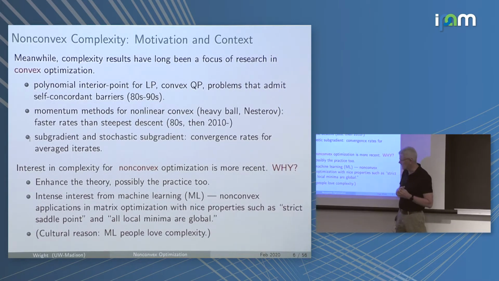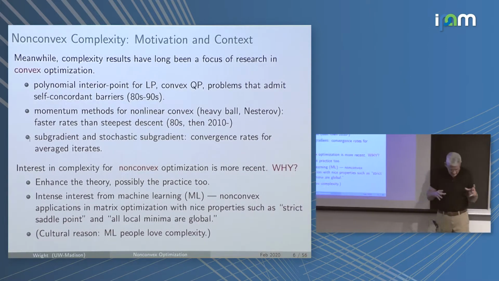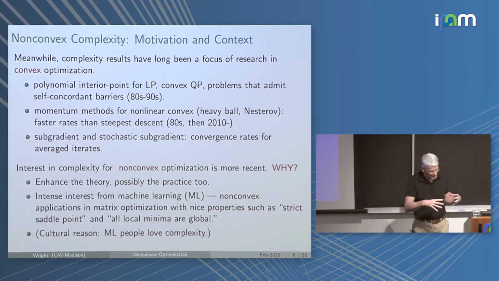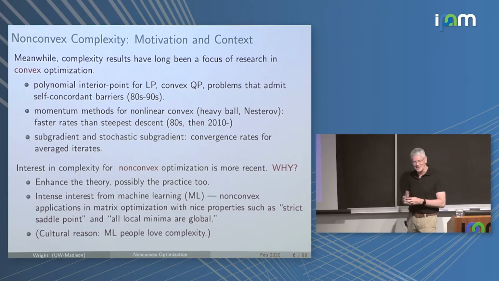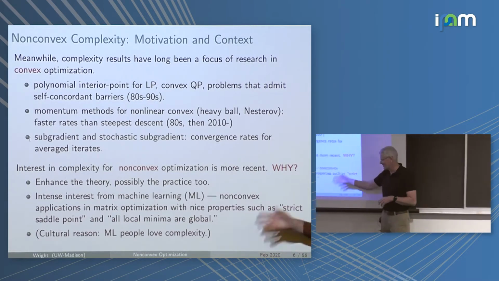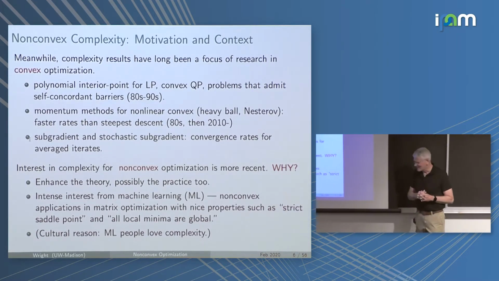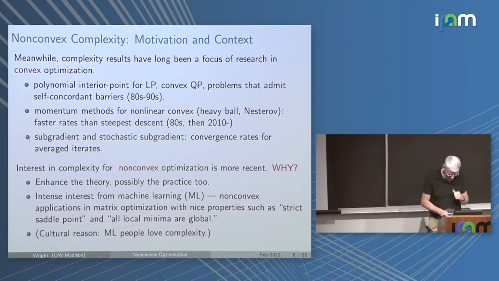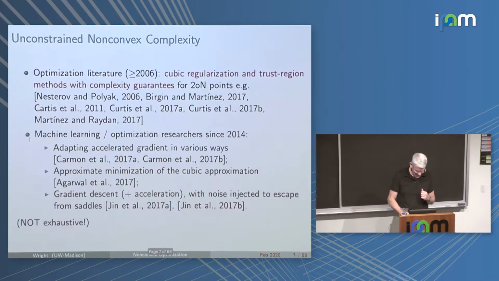And the third reason is kind of cultural. Machine learning has a strong flavor of theoretical computer science, and so they brought all that baggage with them, and so they decided, okay, we love complexity. So you can't discount cultural effects here.